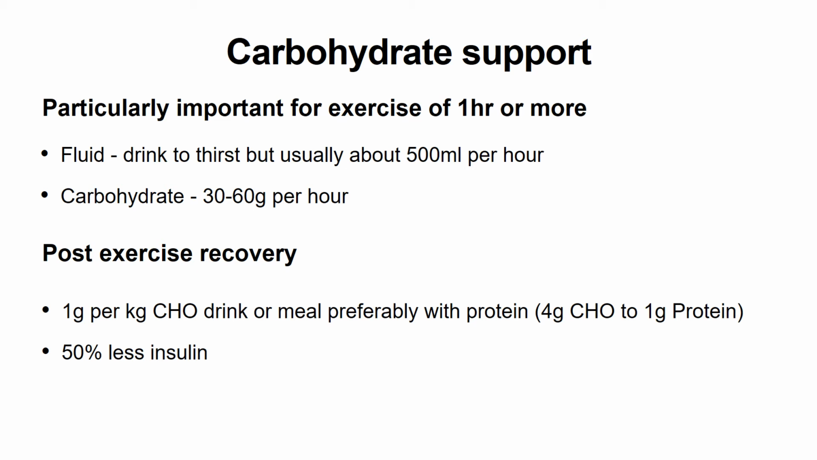You can also, of course, work out any other type of carbohydrate that you enjoy and can consume while exercising, and this is particularly important if your activity lasts for more than 30 minutes. With regards to fluid, then drinking to thirst is the key, and this tends to be around about half a litre per hour.